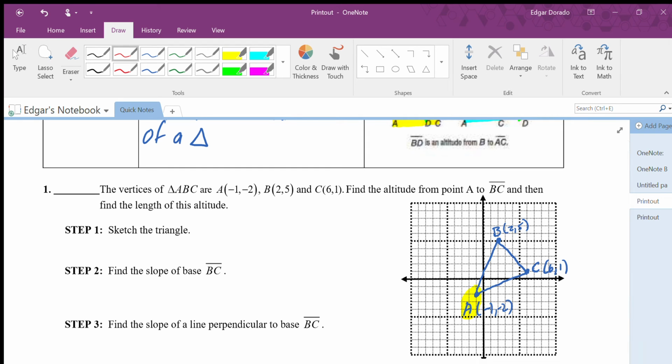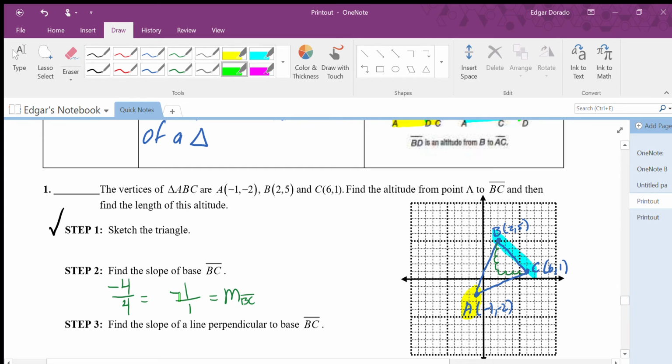Step number 1 is sketch the triangle. Boom. Did that. Now it says find the slope of base BC. So I have to find the slope of this right here. Well, let's do it. If I go from B to C, I'm going to have to go down 1, 2, 3, 4. So down 4 and to the right 1, 2, 3, 4. So down 4, right 4 will reduce to -1 over 1. This is my slope for line BC.